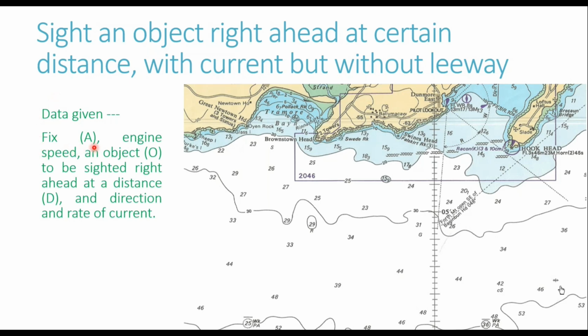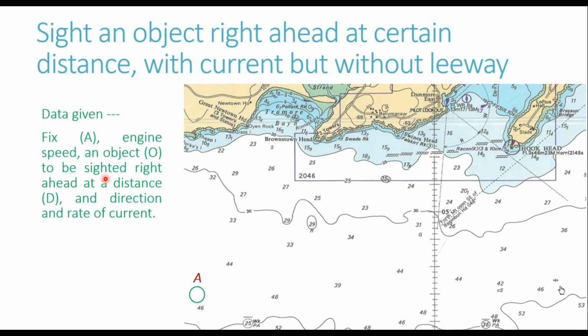They will tell us the initial position, the observed position or fix of the ship. The engine speed is given to us. A reference object which needs to be sighted right ahead is given to us. At what distance the object should be right ahead is also given, and the set and rate of the current is also given to us. So this is what is provided, and what we are required to find out is the course to steer.